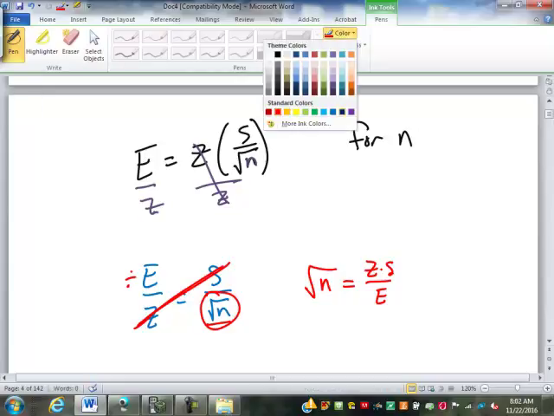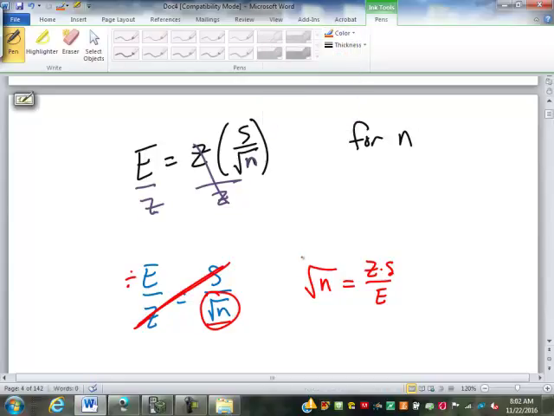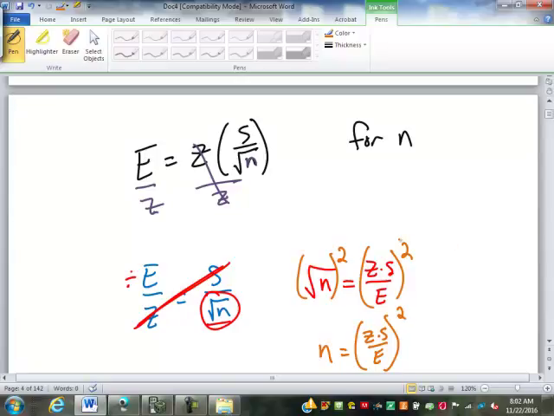Now what do I have to do to get just N? I have to square it to get rid of the square root. So the square root and the squared cancel out, so N is equal to Z times S over E, all squared. Or you could do, we saw with our other variables, you can square each variable separately. So you could do that Z squared times S squared all over E squared. But to me, it's just as simple to leave it like that.